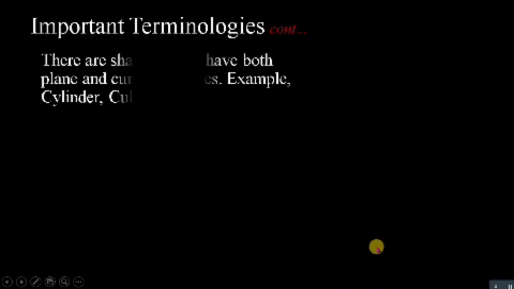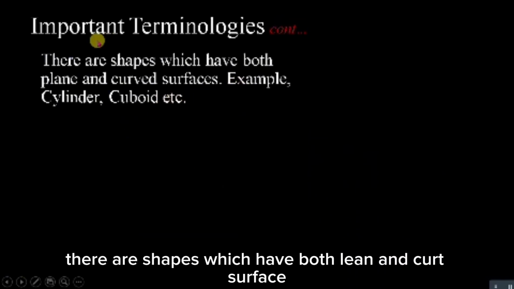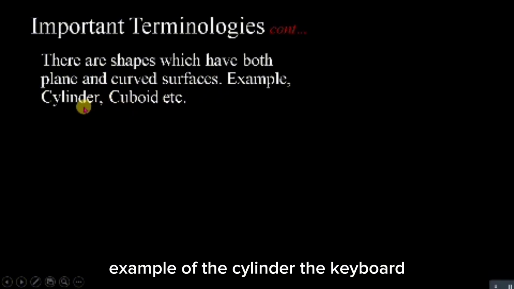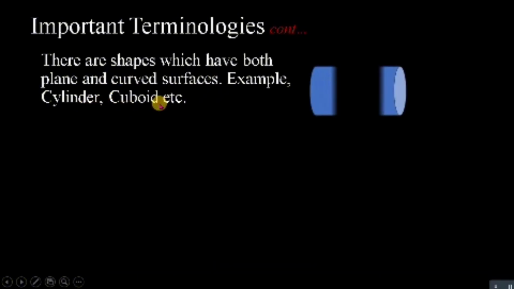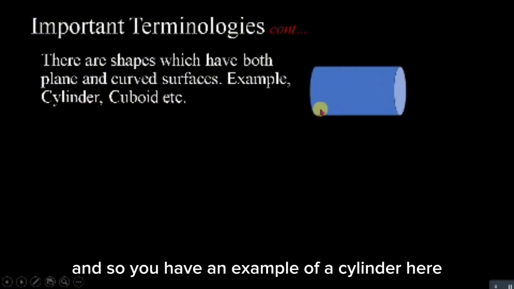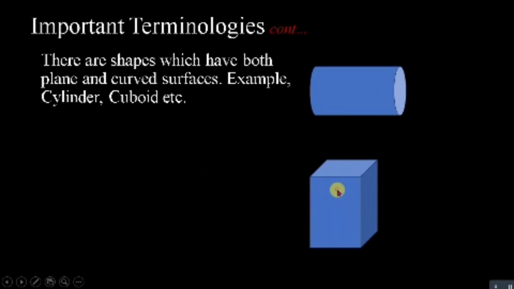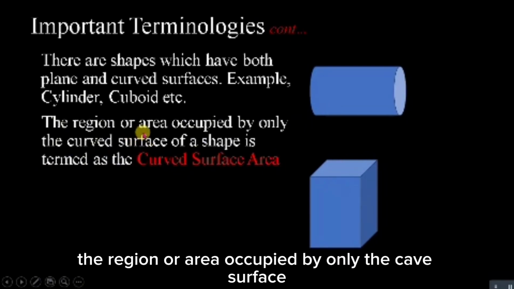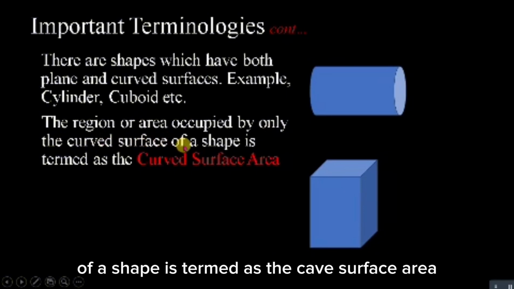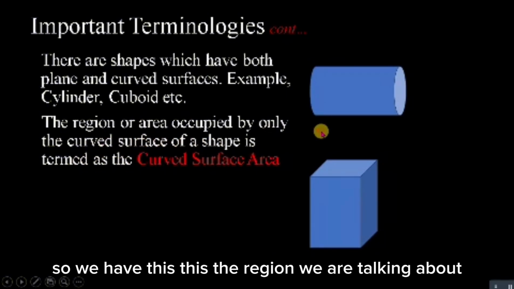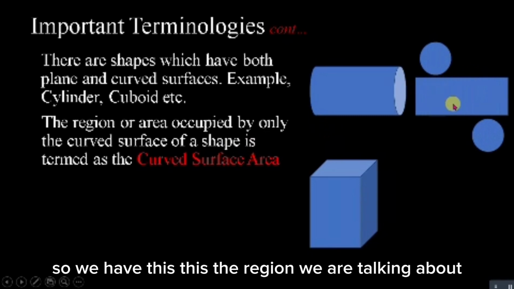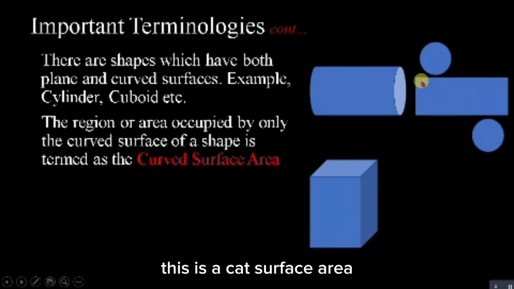Now, there are shapes which have both plane and curved surfaces. For example, we have the cylinder and the cuboid. You have an example of a cylinder here, and this is a cuboid. Now, the region or area occupied by only the curved surface of a shape is termed the curved surface area. So we have the region we are talking about. This is a curved surface area.